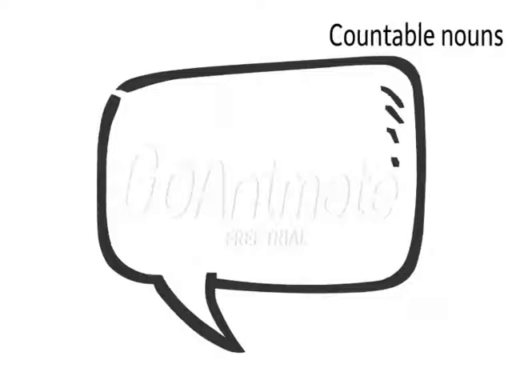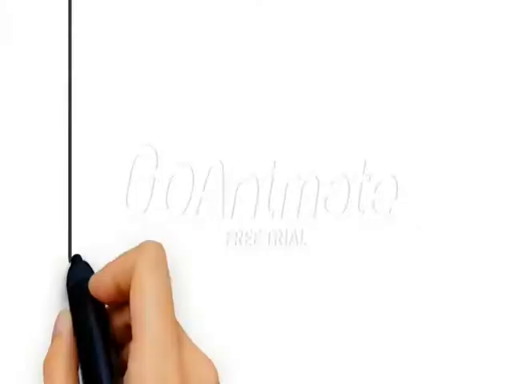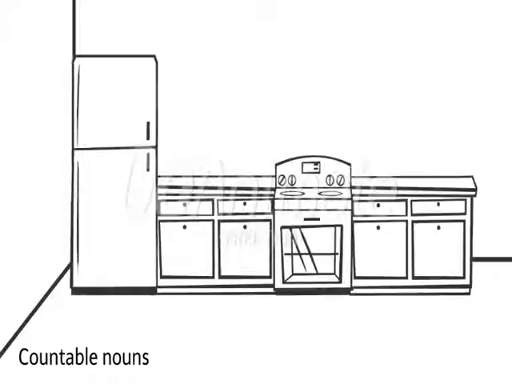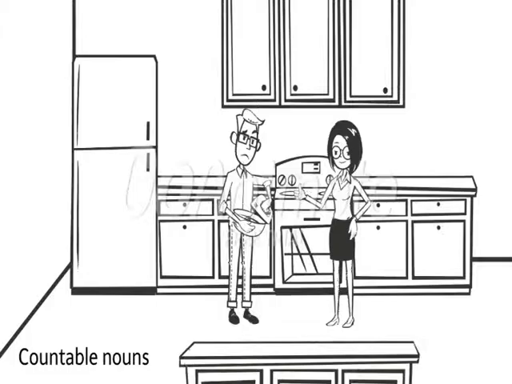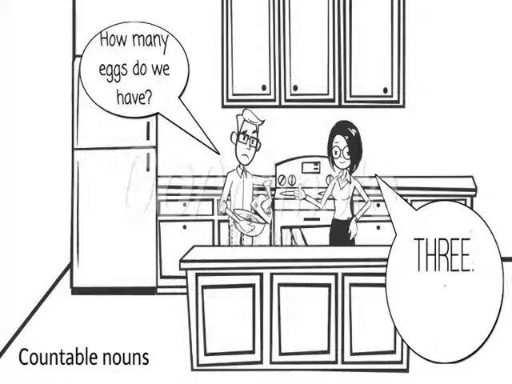To ask about countable nouns, we ask how many. Take a look at this example. How many eggs do we have? 3.